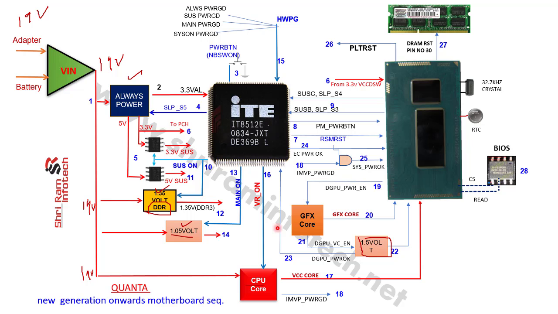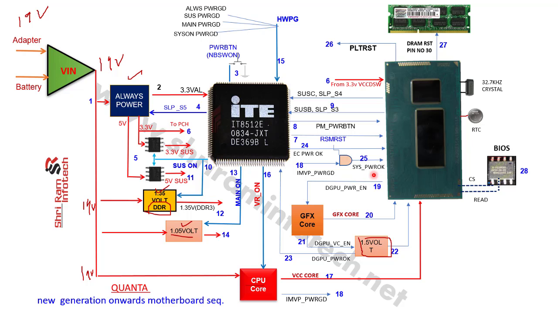So here all the supplies will be generated one after another, and then the CPU receives this signal called the system power. Okay, if the graphics core voltage is there, then the graphics core voltage will be generated. The graphics RAM supply is there, then the DDR RAM for the graphics will also be generated, and then finally the system power okay signal will be generated.